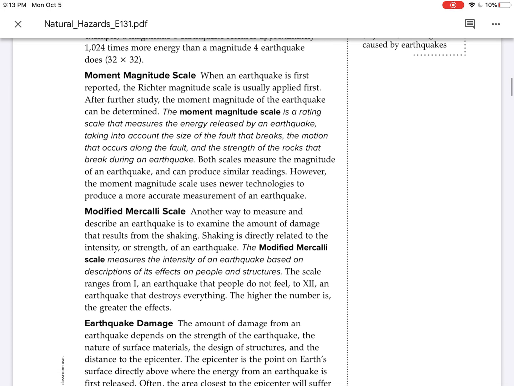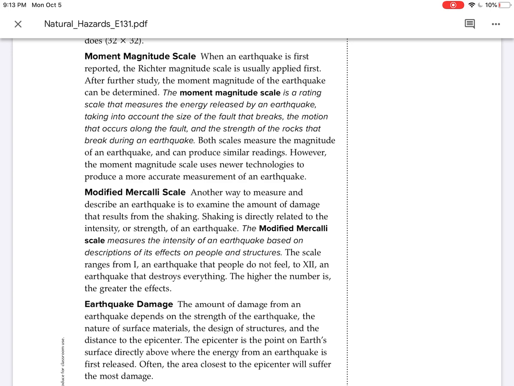Moment magnitude scale. When an earthquake is first reported, the Richter magnitude scale is usually applied first. After further study, the moment magnitude of the earthquake can be determined. The moment magnitude scale is a rating scale that measures the energy released by an earthquake, taking into account the size of the fault that breaks, the motion that occurs along the fault, and the strength of the rocks that break during an earthquake. Both scales measure the magnitude of an earthquake and can produce similar readings. However, the moment magnitude scale uses newer technologies to produce a more accurate measurement of an earthquake.